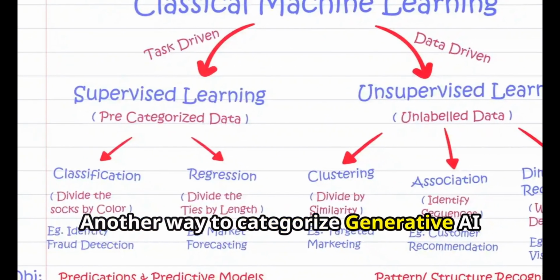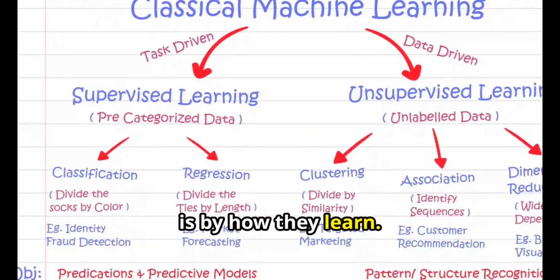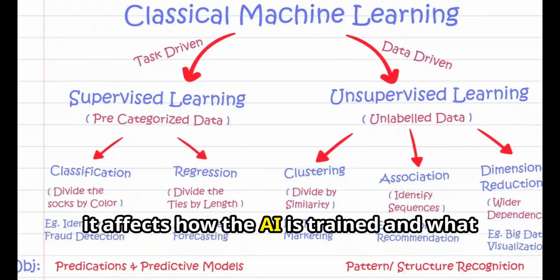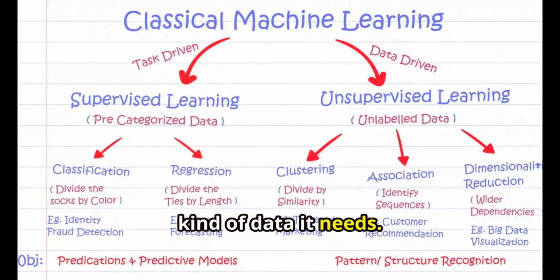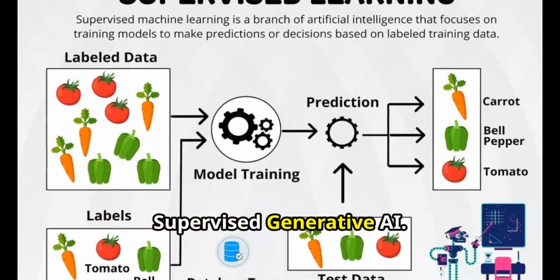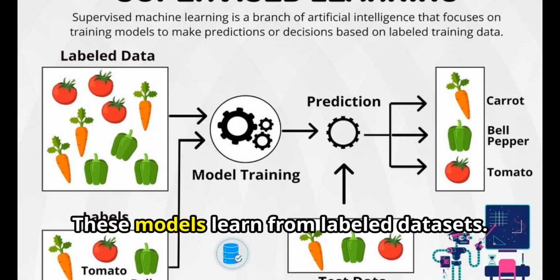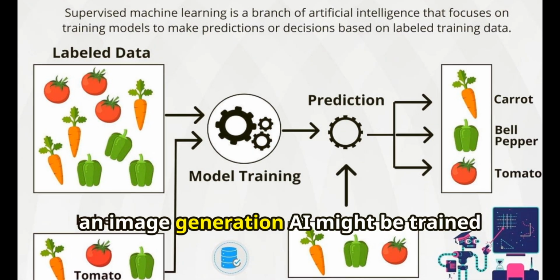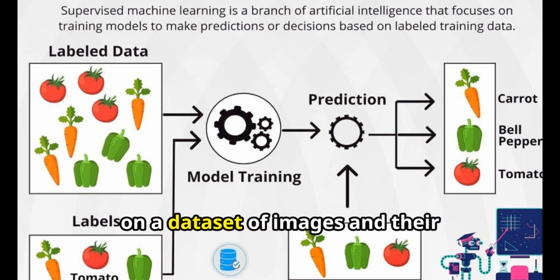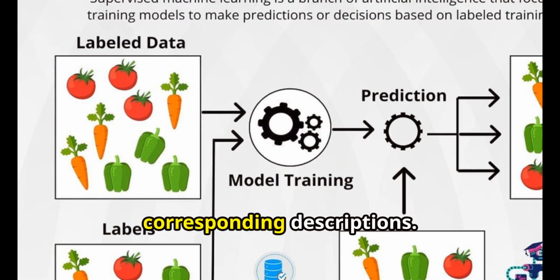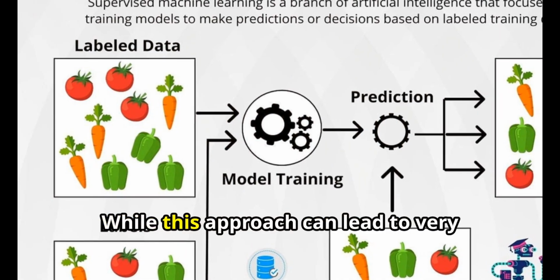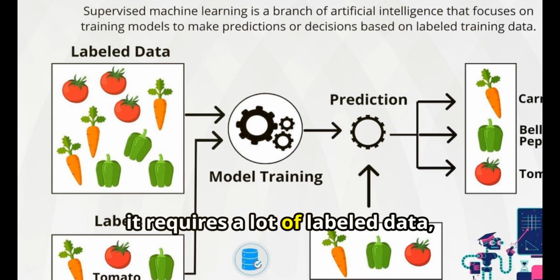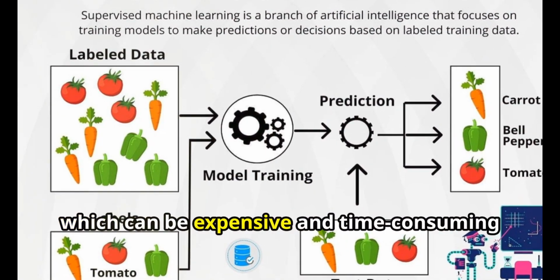Classification by learning approach. Another way to categorize generative AI is by how they learn. This classification is important because it affects how the AI is trained and what kind of data it needs. Supervised generative AI. These models learn from labeled datasets. For example, an image generation AI might be trained on a dataset of images and their corresponding descriptions.